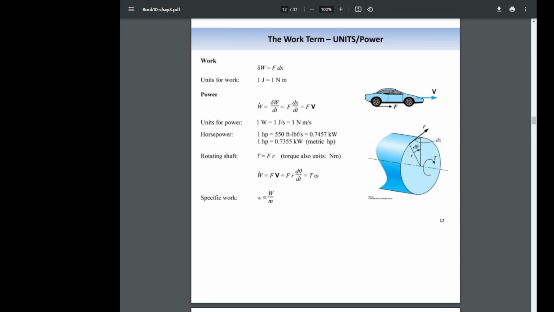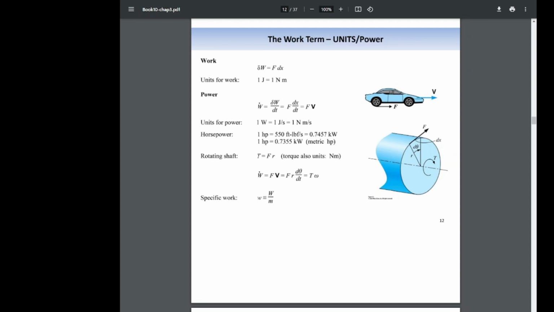Okay, now if we're looking at power, power is the instantaneous rate of change of that work with respect to time. And if we rewrite it, it's just going to be F, force, times the instantaneous rate of dx dt. So if you have a constant force, and dx dt is our velocity term, it's just F times the velocity. And the units of power, 1 watt is essentially 1 joule per second, or 1 newton meter per second.